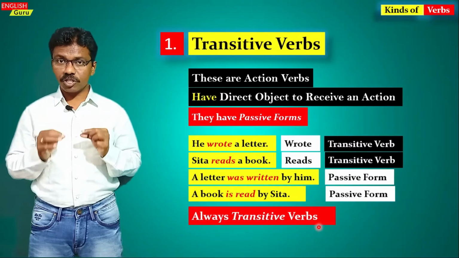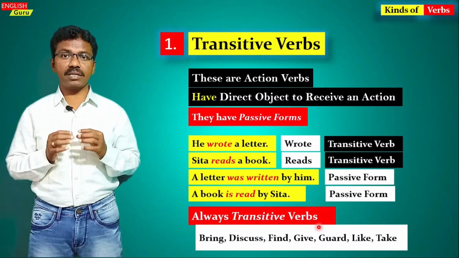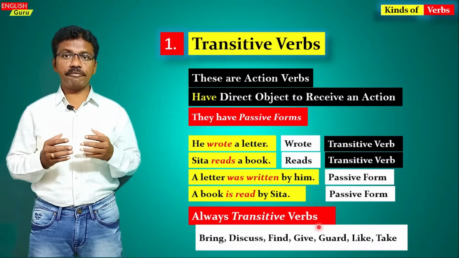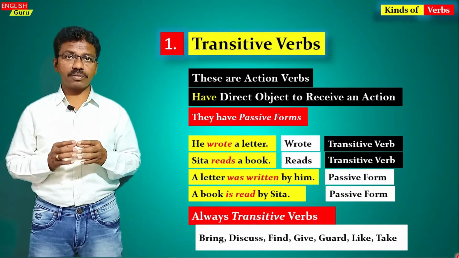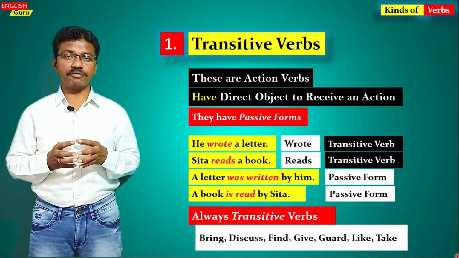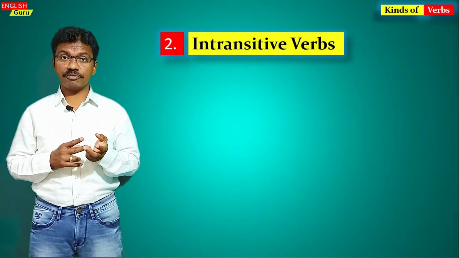And there are certain verbs, they are always used as transitive verbs. They are bring, discuss, find, give, like, and take, and these are all the verbs. They are always used as transitive verbs. So transitive verbs have object and the passive form also.